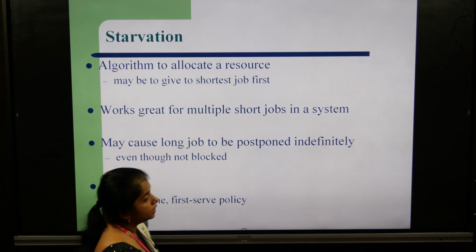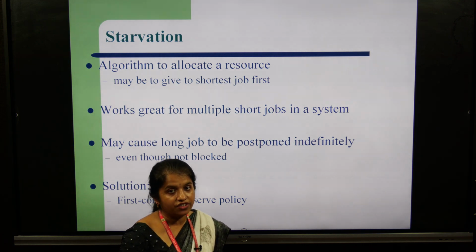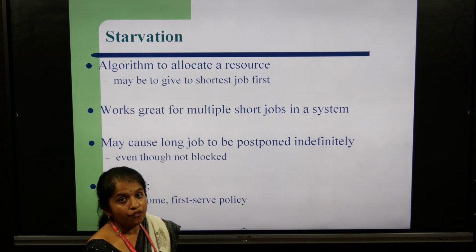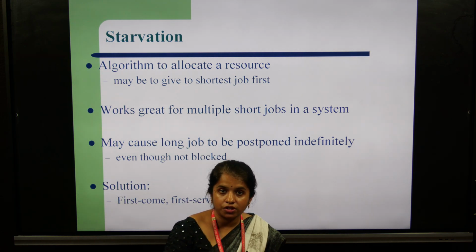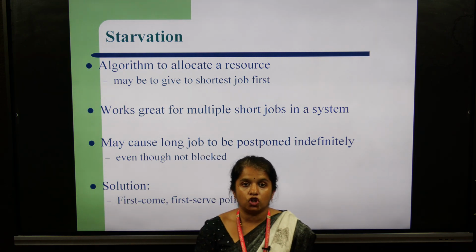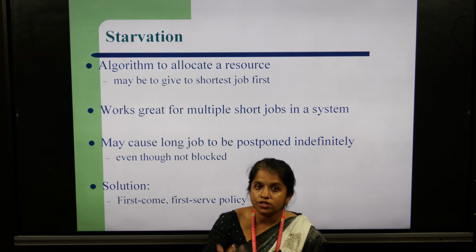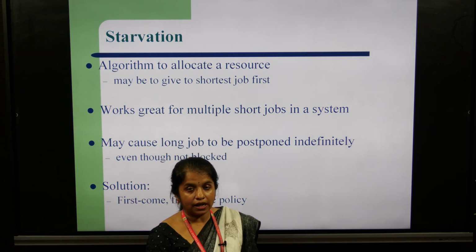Here you have another condition, starvation. Starvation is a situation where processes will be waiting for the resources, but those resources will not be available as those resources are already used by other processes.